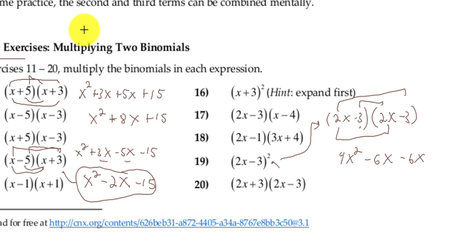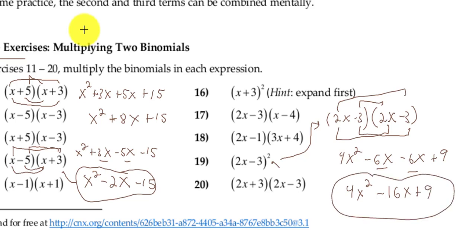And our last term would be negative 3 times negative 3, which is positive 9. When we combine our like terms, I have negative 6x plus another negative 6x. That would give me negative 12x, and then plus 9. So this would be our final answer for number 19.